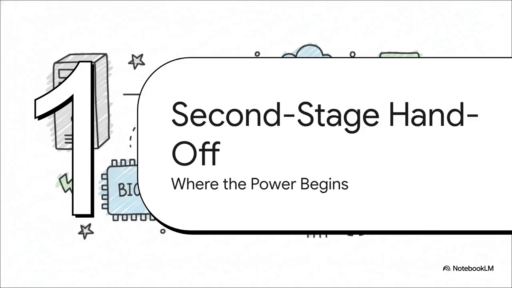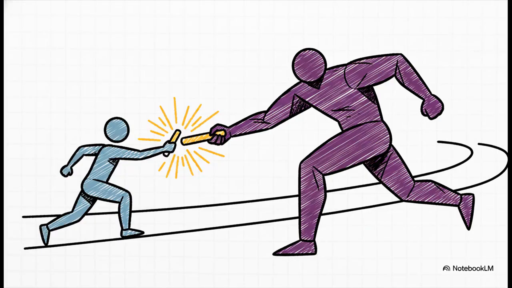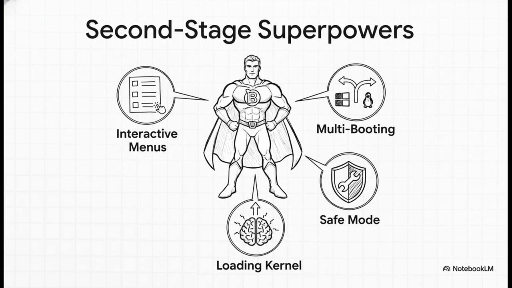Okay, so that tiny first stage has done its one job. Now what? Well, now it's time for the second stage handoff, and this is where the real power begins. This is the second leg of our relay race. The first stage bootloader's only goal is to find and load the second stage bootloader. This concept is called chain loading, where each program is just smart enough to load the next, more complex one in the chain. And this second stage is where all the cool stuff happens.